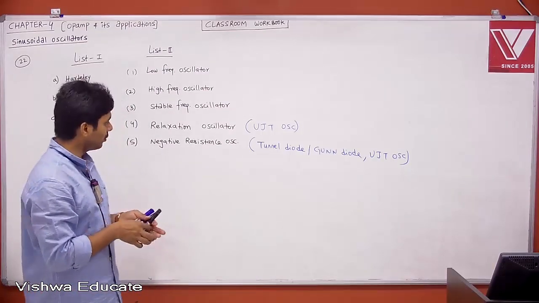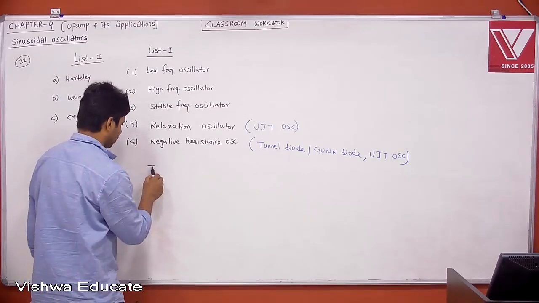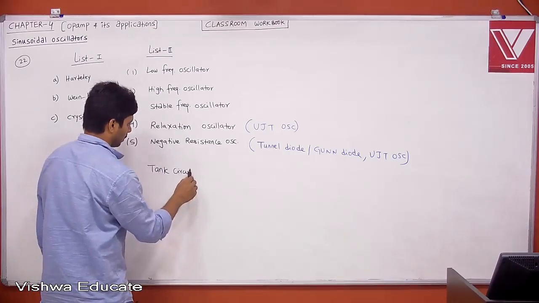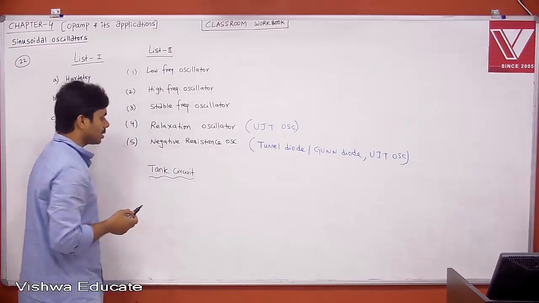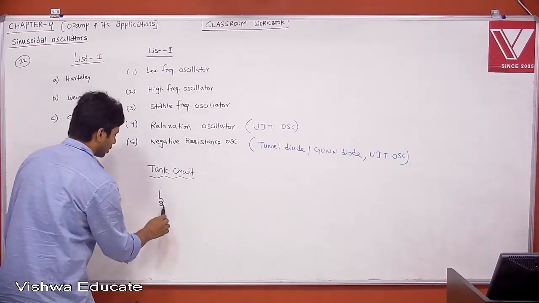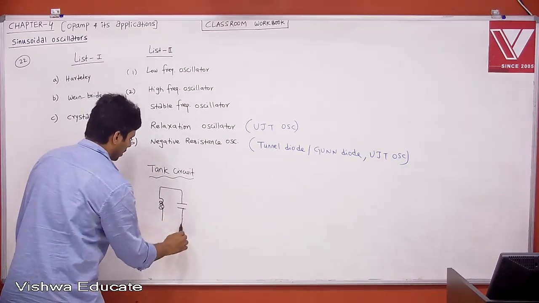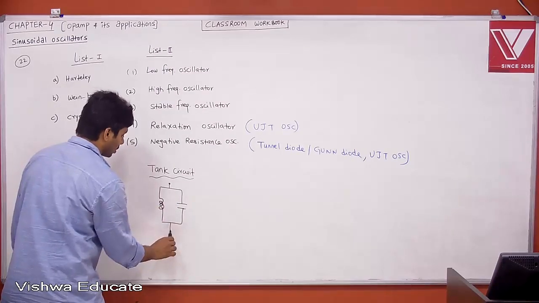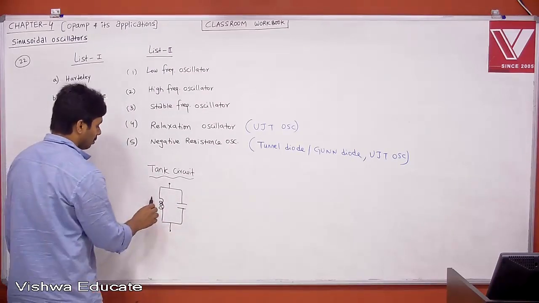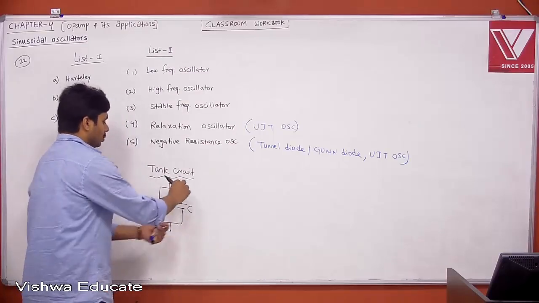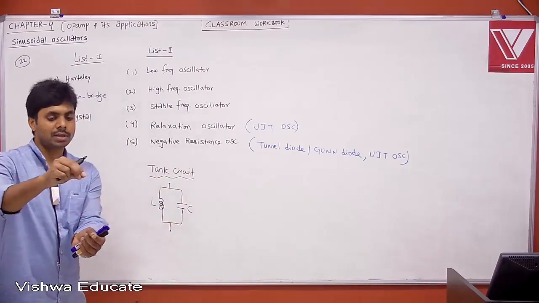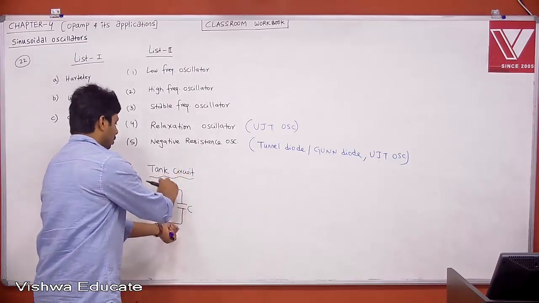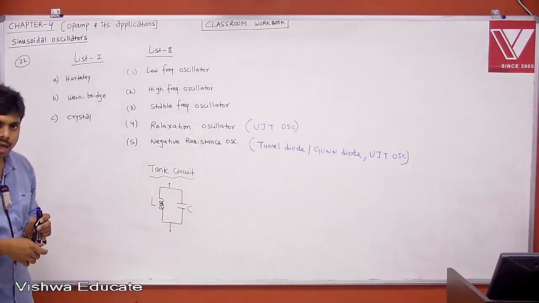Just a small point, if you take a tank circuit, what is a tank circuit? That is nothing but your LC circuit, an inductor and a capacitor. Split inductor, Hartley oscillator. Split capacitor, Colpitts oscillator. Anything is fine. Now let us say this is L, this is C. You take this capacitor, charge it to some voltage. Now keep it here, close the switch and leave it. You know what will happen?